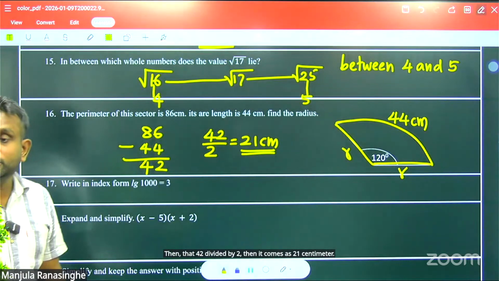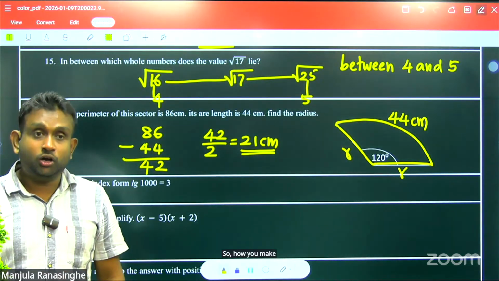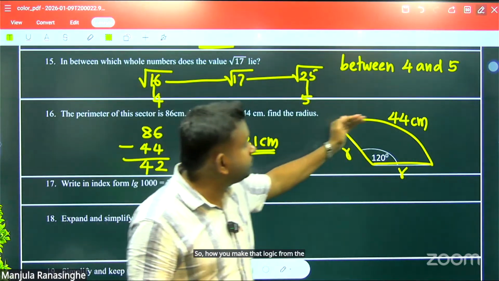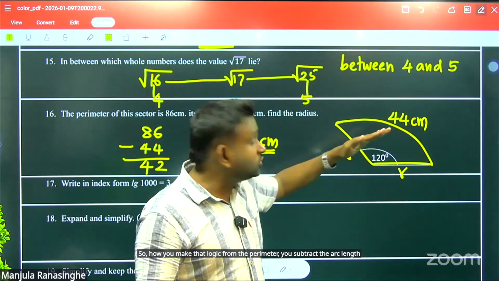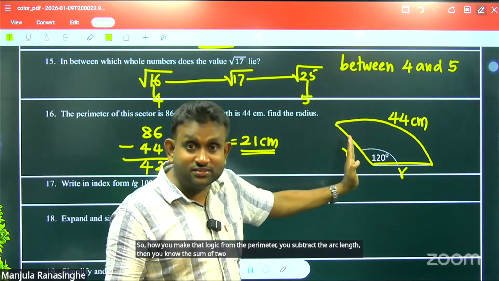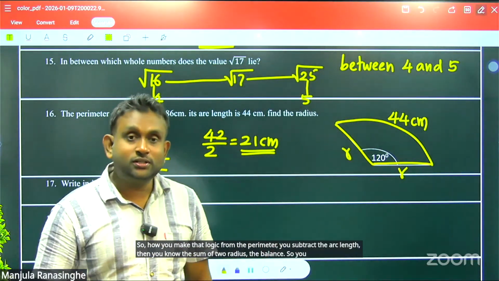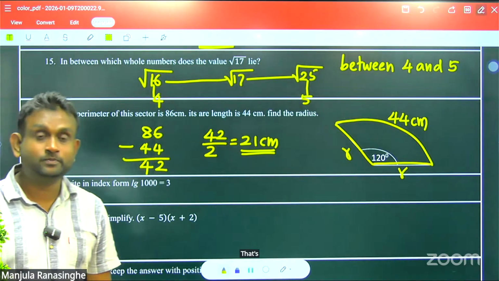So how do you make that logic? From the perimeter you subtract the arc length, then you know the sum of the two radii, the balance. So you divide by 2, that's the one radius value. Okay.